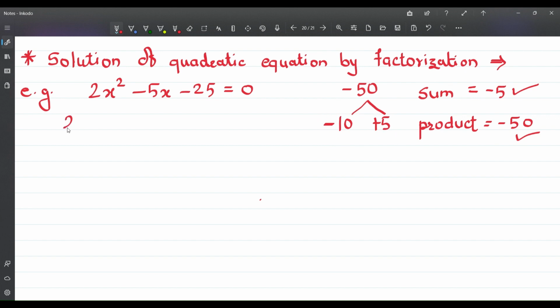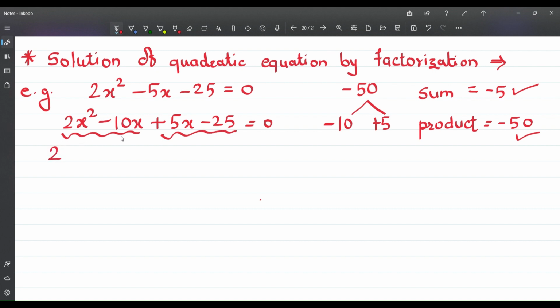Now we'll take this as 2x square minus 10x plus 5x minus 25 is equal to 0. We have to write the equation in this form. Now we'll take two parts such that, like this.